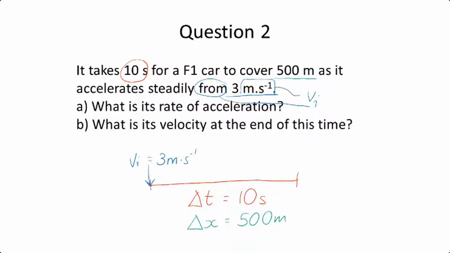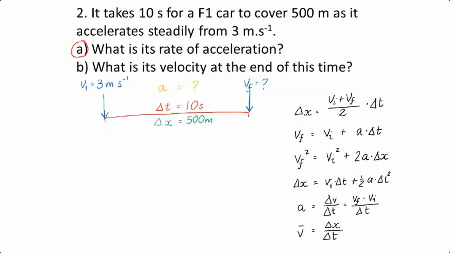There are two parts to this question. In A, we are being asked what is the acceleration rate, and in B, we're being asked what is its velocity at the end? So end, of course, is final. So what is v final? So our next step is to choose an appropriate equation. Let's start with question A.